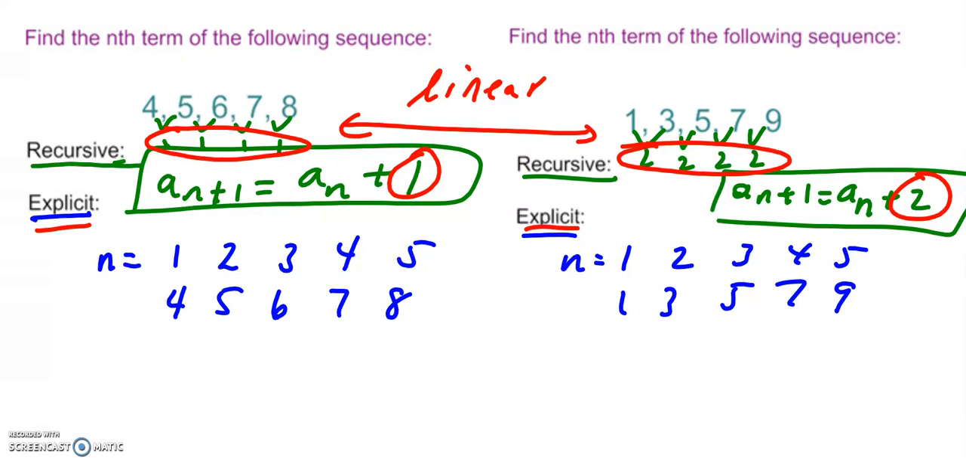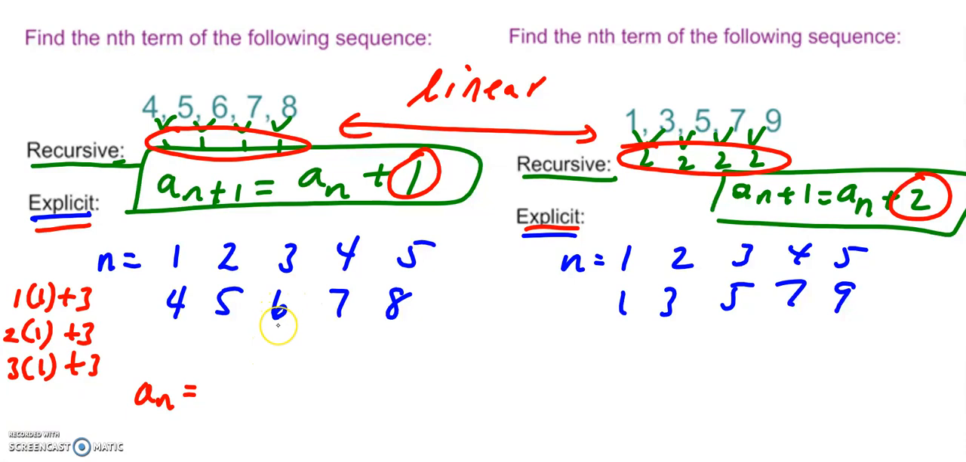So let's try something. If I want to find my equation, and I take the first term and multiply it by 1, how do I get from here to here? Well, I need to add 3. If I take my second term and multiply it by 1, and if I add 3 again the same way, will I get here? Yes. If I take my third term, multiply it by 1, and add 3, will I end up getting here?